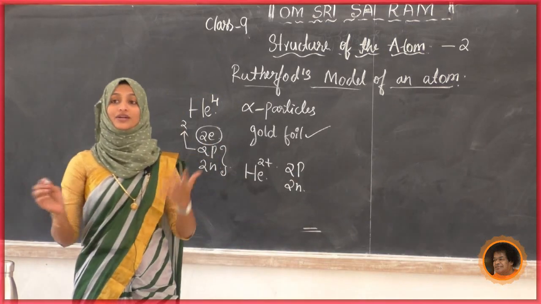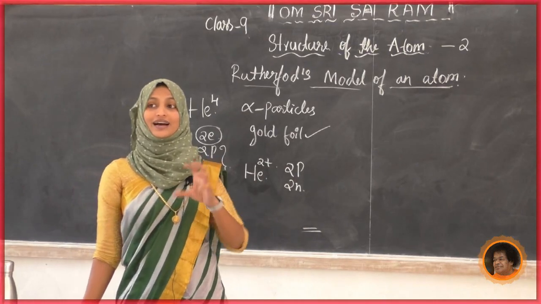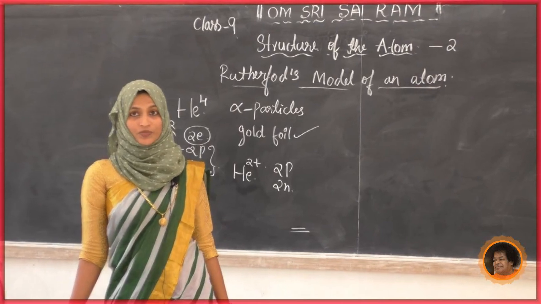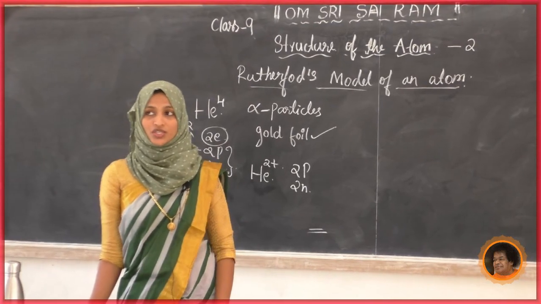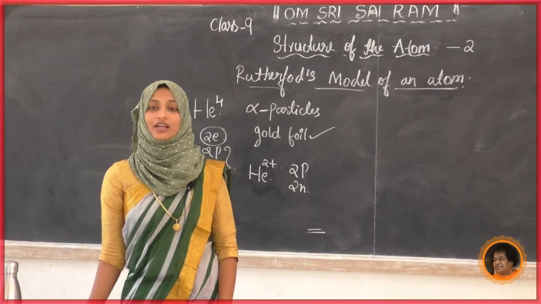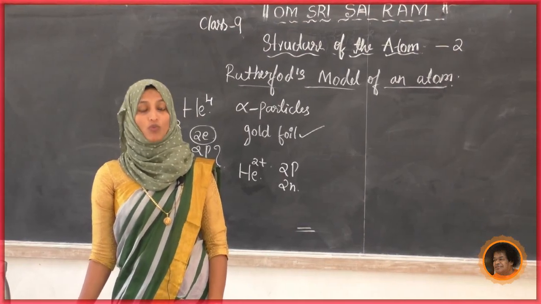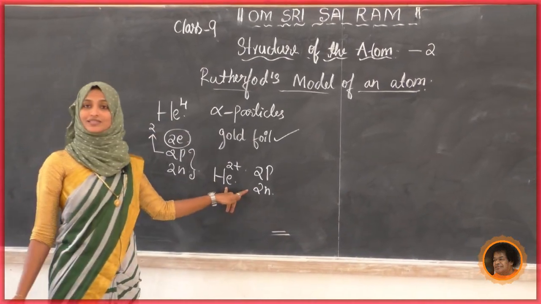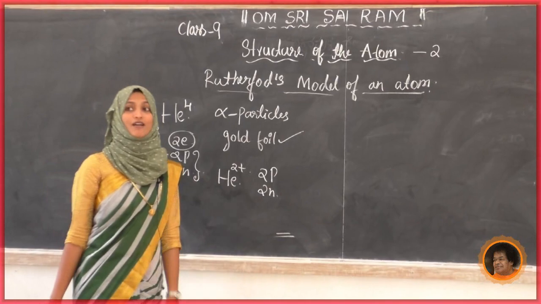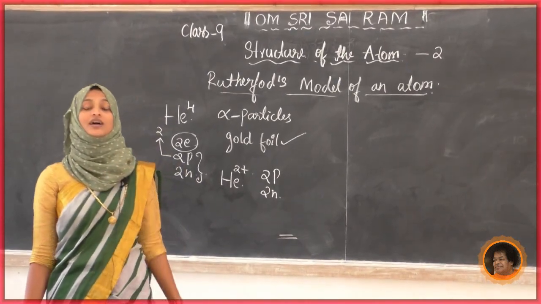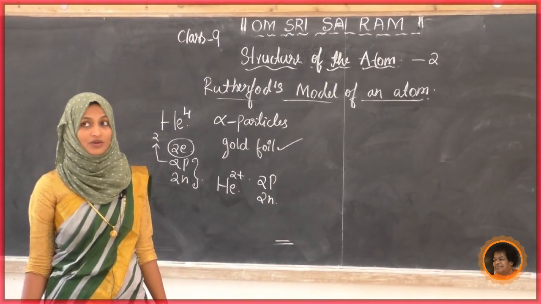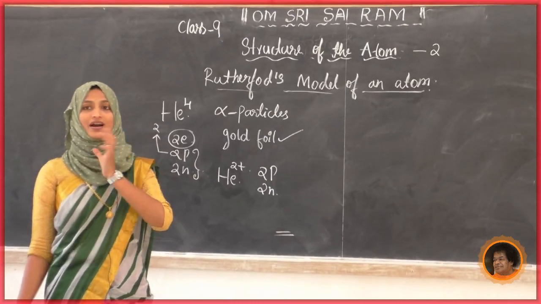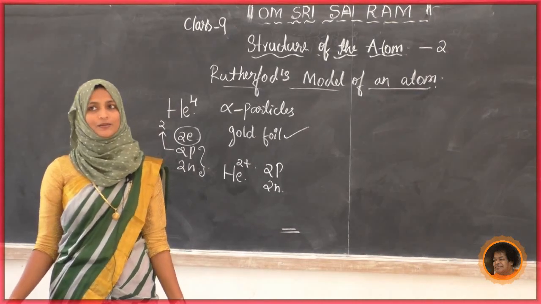But these have a considerable amount of energy. So now we know the difference between alpha particles and helium. What are alpha particles? They are nothing but helium 2+ ions. Alpha particles are doubly charged helium ions. Note this down: alpha particles are doubly charged helium ions, that is He2+.